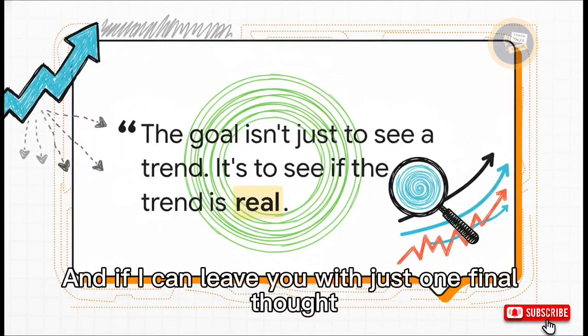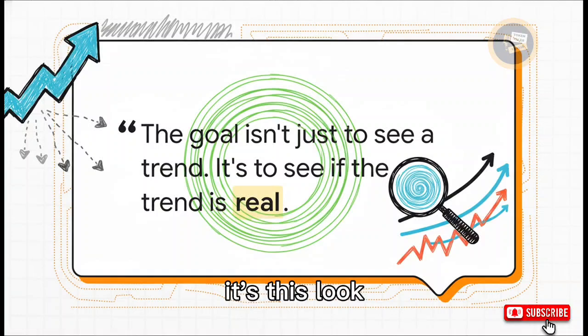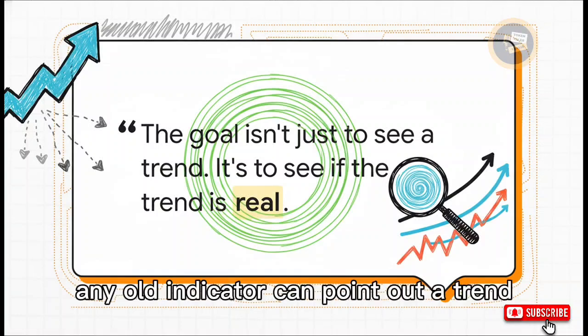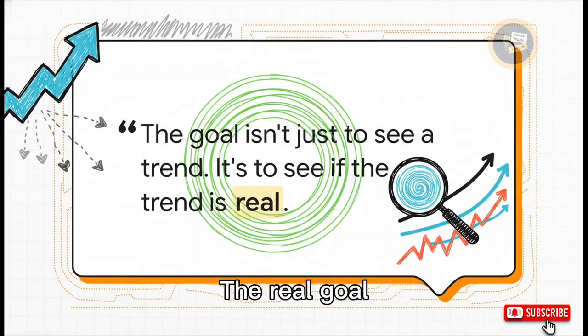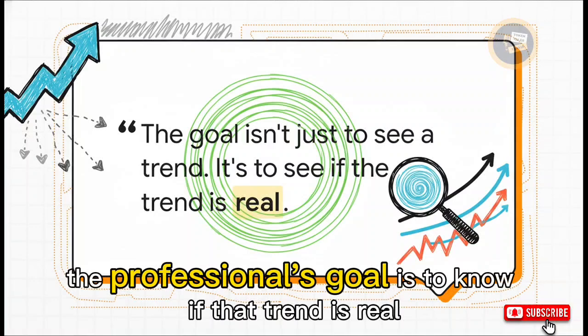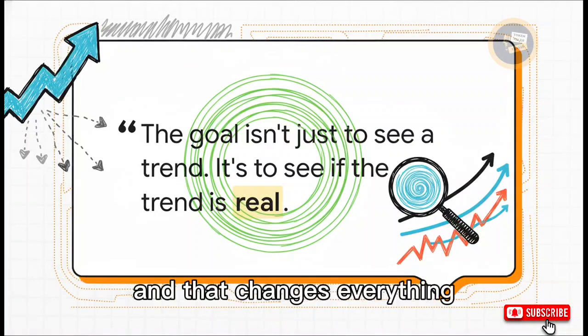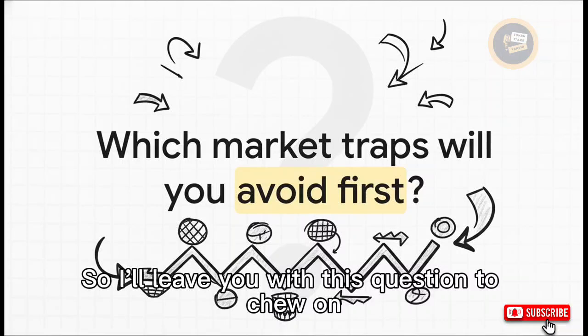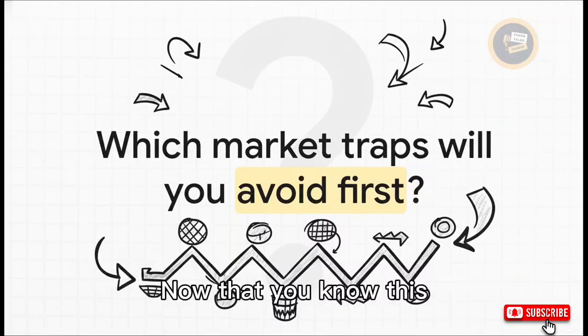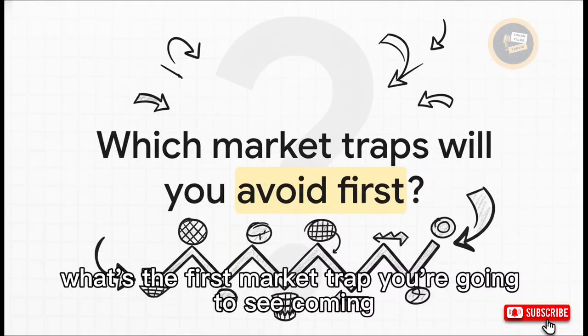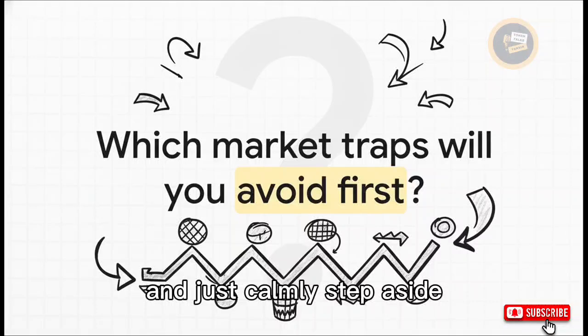And if I can leave you with just one final thought, it's this. Look, any old indicator can point out a trend. That's easy. The real goal, the professional's goal, is to know if that trend is real, and that changes everything. So I'll leave you with this question to chew on. Now that you know this, what's the first market trap you're going to see coming and just calmly step aside?